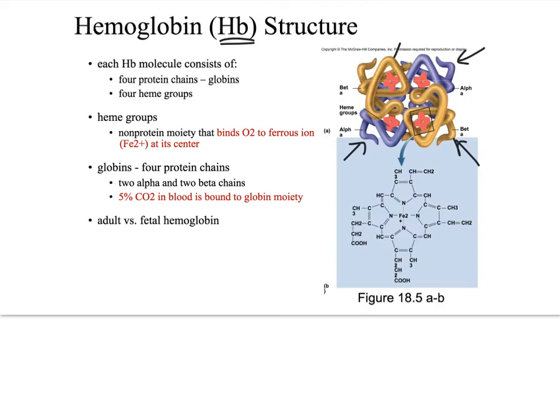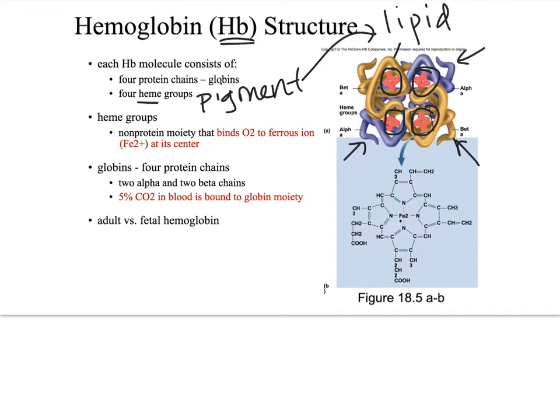Now in the middle of each of those globins is a heme. Heme is actually a pigment. The heme is what's red here, so it's what makes your blood red. Each of those little star-looking things is heme. It's a lipid; pigments are usually lipids. In the middle of it, it has an iron molecule.